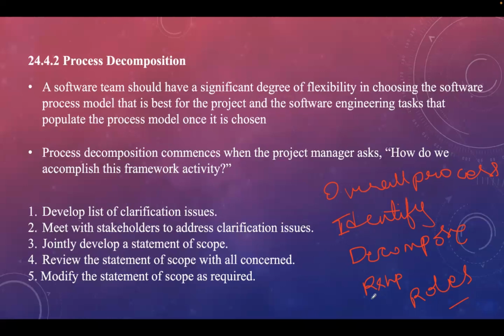Process decomposition commences when the project manager asks, how do we accomplish this framework activity? The answer is: first, you need to develop a list of clarification issues, then meet with stakeholders. The developer needs to meet the stakeholders to get more clarity about the issues. Then jointly develop a statement of scope, review the statement of scope with all the concerned parties, and finally you can modify the statement also if required.